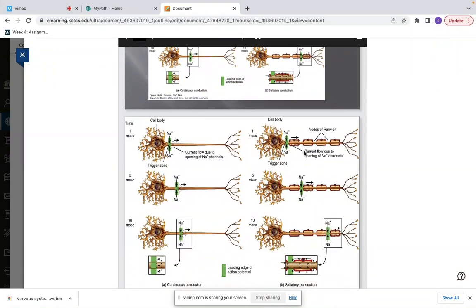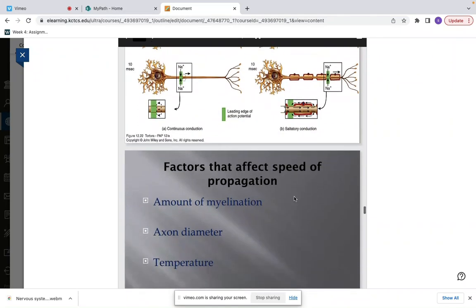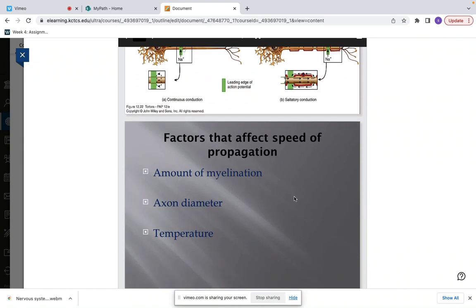Here's a better picture of this. This is the nodes of Ranvier. You can see here where the myelination is occurring, and there's gaps in between here. So this is going to generate an electrical conduction that occurs down this axon here. And this is where we will leave off. So this concludes lecture 2.